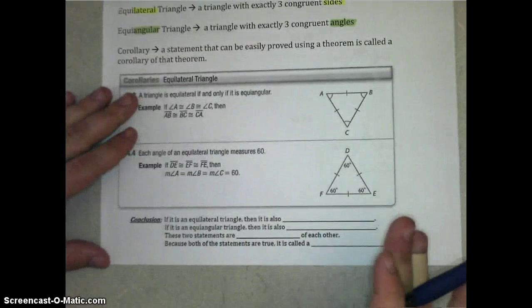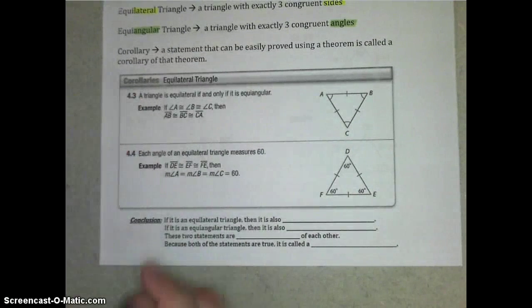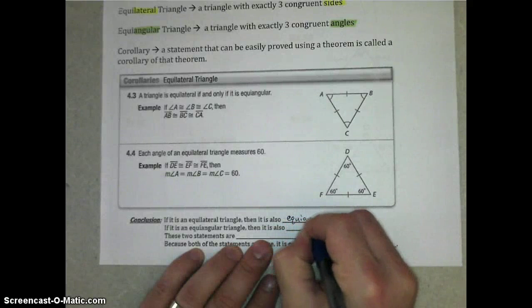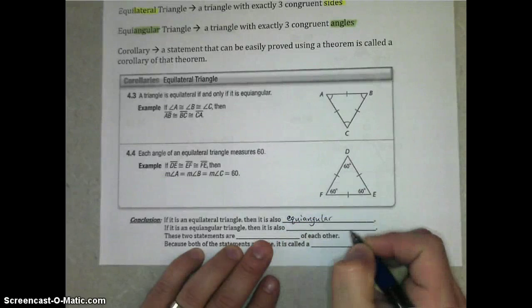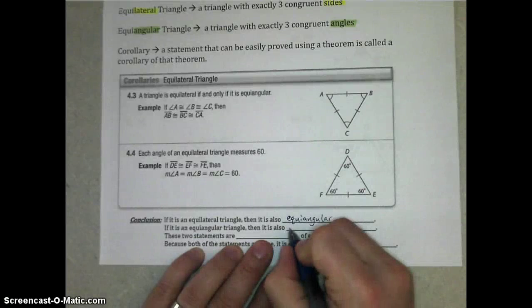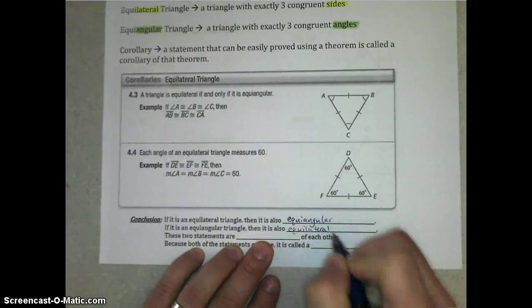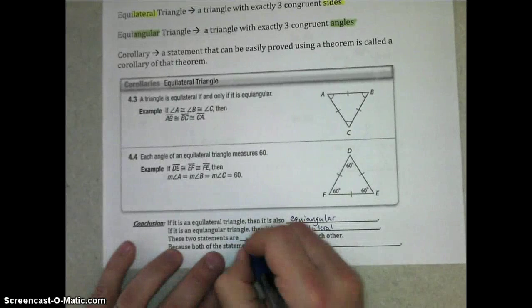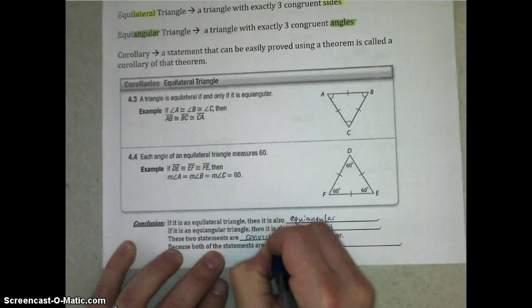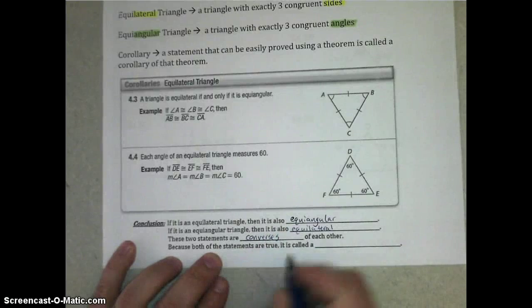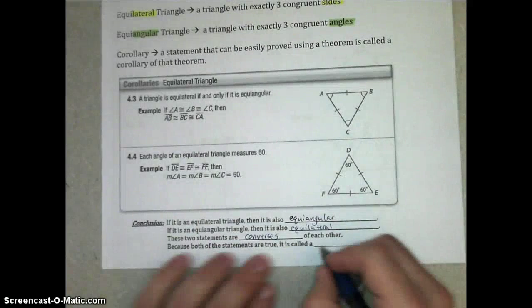So let's write this conclusion. If it is an equilateral triangle, then it is also equiangular. If it is equiangular, then it is also equilateral. These two statements are converses of each other. Because both of the statements are true, we call this statement biconditional.